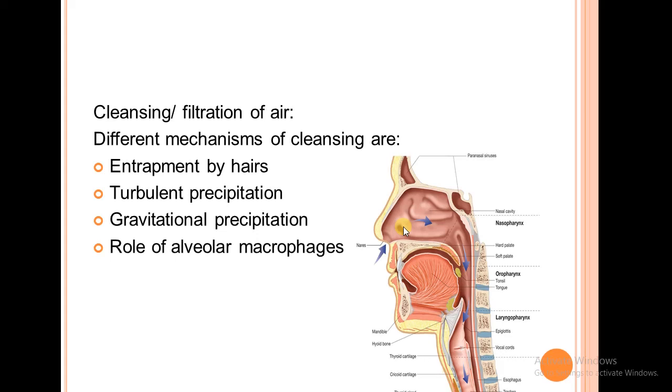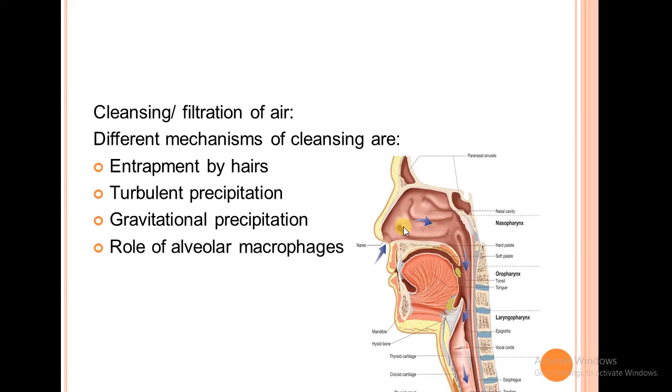I hope you understand this process, and if you have any query in understanding, you can ask me questions after listening to the lecture. The particles entrapped by turbulent precipitation have a diameter from 6 to 10 micrometer. Particles of size 6 to 10 micrometer are removed by turbulent precipitation.